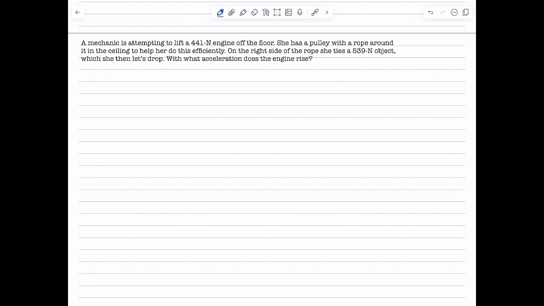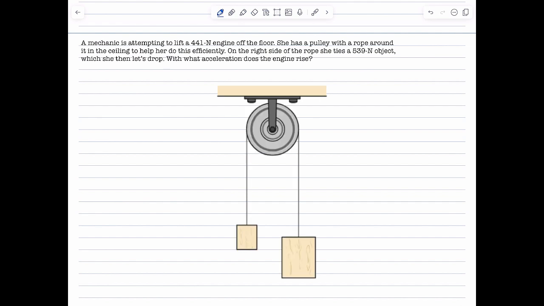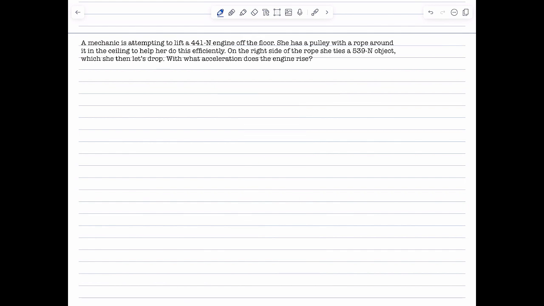So if you can imagine this pulley system, imagine a pulley and a rope running through it, and then masses attached to both ends of the rope. We're told that one of those is a 441 Newton engine and the other one is a 539 Newton object. So to draw a free body diagram for this type of problem, we actually need to draw two free body diagrams. So we'll start with two boxes representing our two objects.